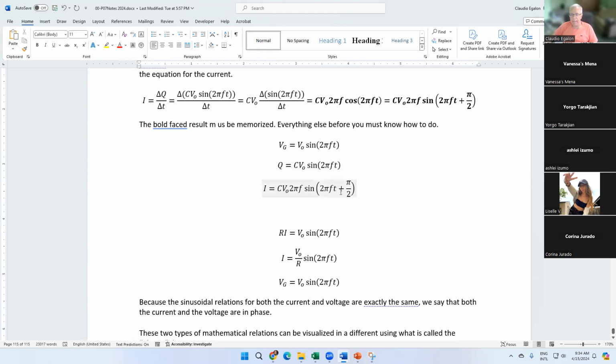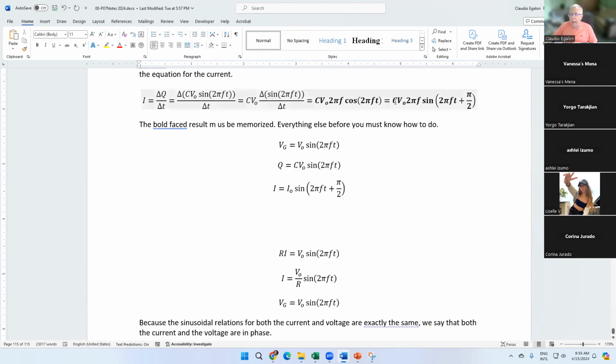Now you can see that the current has a pi over 2 term in there. It's out of phase, both with the voltage and the charge. So let's represent this term here. We can call it I naught. Let me write it down. I naught must be the maximum current through the circuit, right?